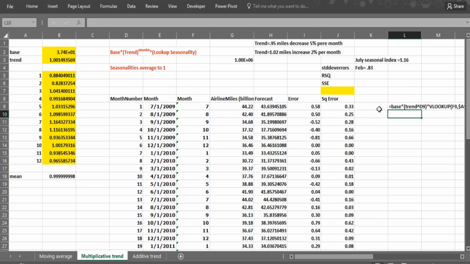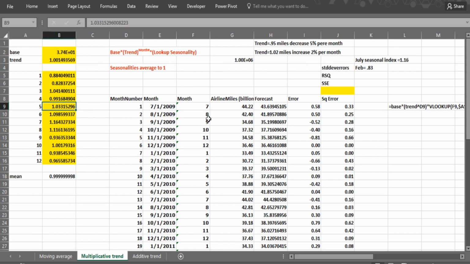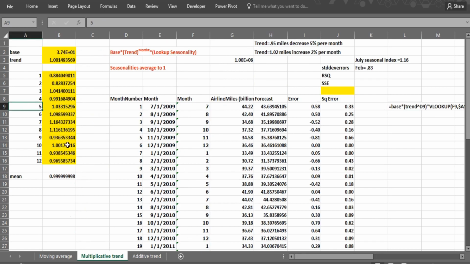Okay, so we take the base level, which will be what we name this cell, times the trend raised with a caret key to the month number, 1 through 34. Then we do a vertical lookup based on the month of the year in the seasonal column. And the average of the seasonality should be 1 here.